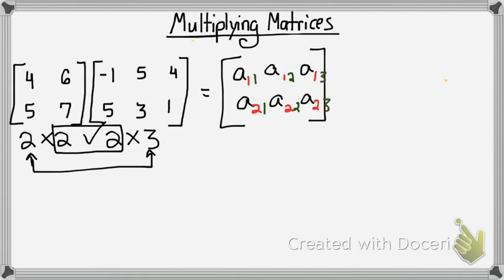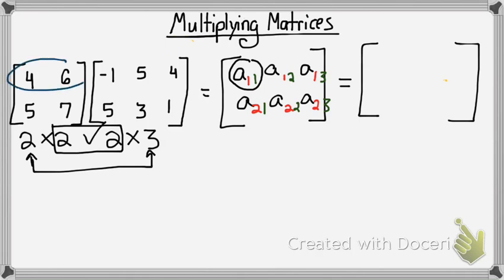All right, now let's actually multiply. To get the solution in this first spot right here, I'm going to look at the subscripts. Since there's a 1 and a 1, that means I'm going to circle the first row in the first matrix and the first column in the second matrix. So I'm multiplying 4 times -1 to get -4. And I'm multiplying 6 and 5 to get 30. Then I add those two together, and they equal 26. My answer goes in that spot.